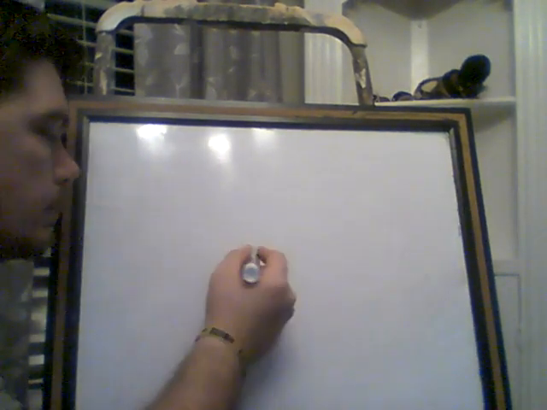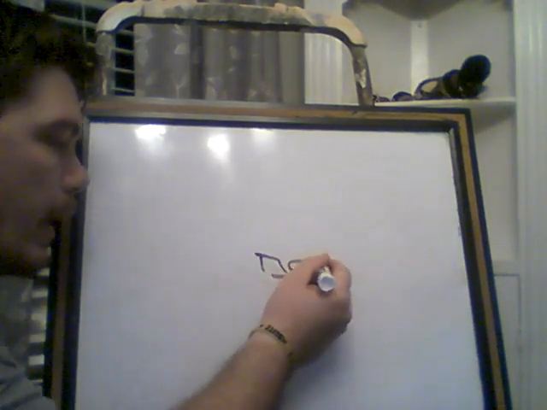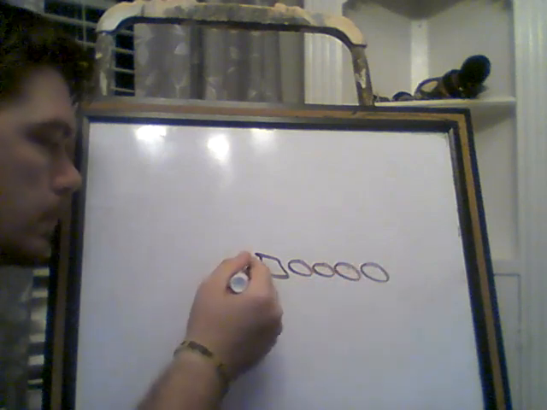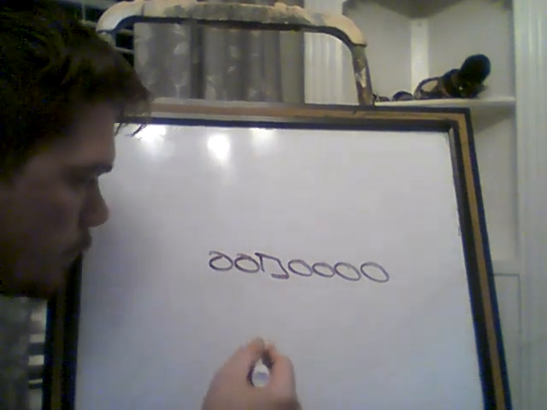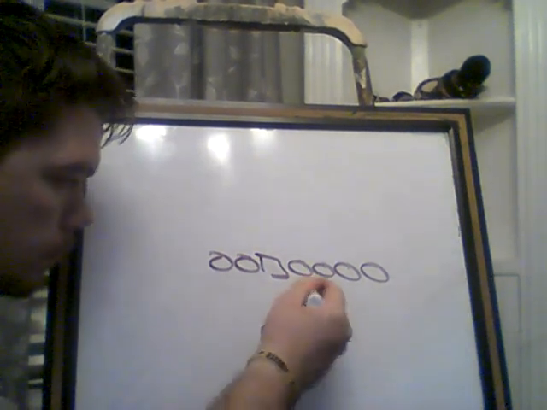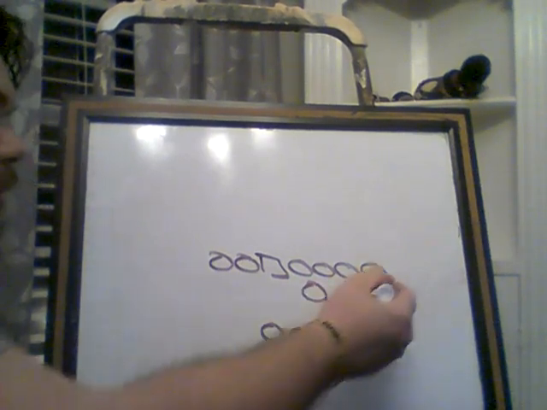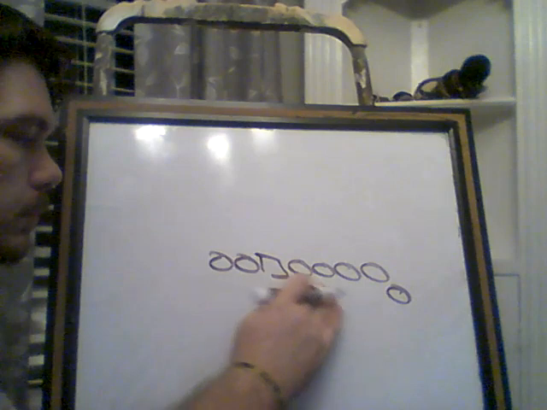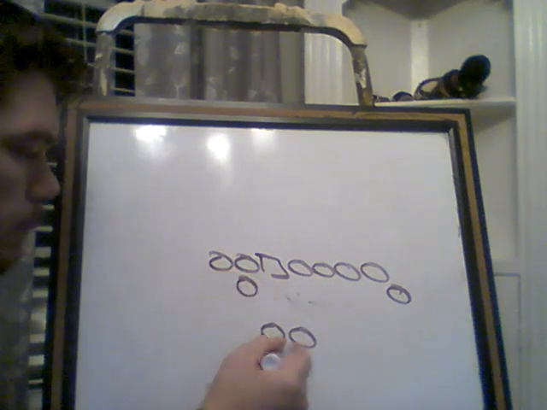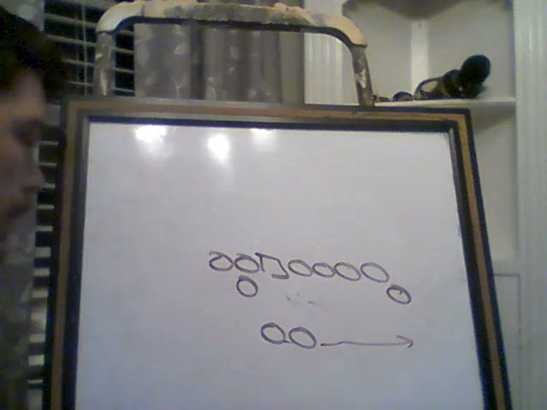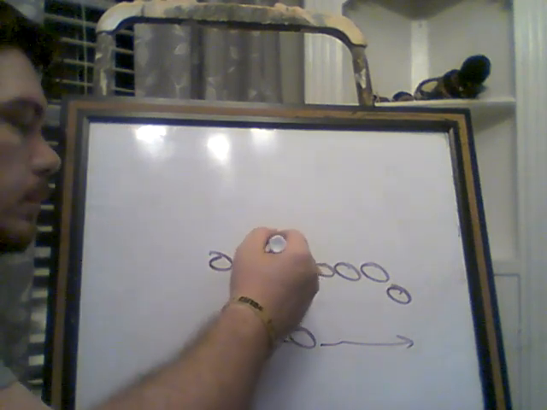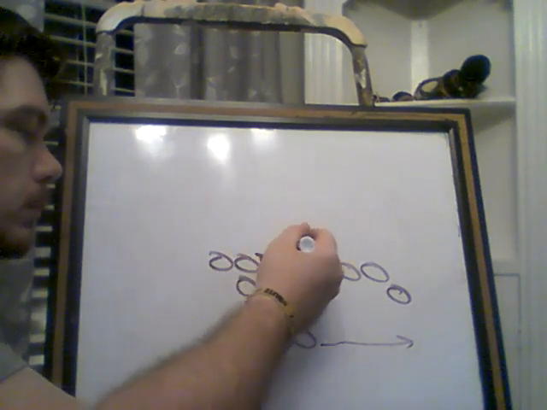Let's try trap. Let's try strong trap to start out. Couple different looks you can do. I'm going to get this H-back out of the way here. You can put him either way. Let's say we line him up here. Give me an odd front.